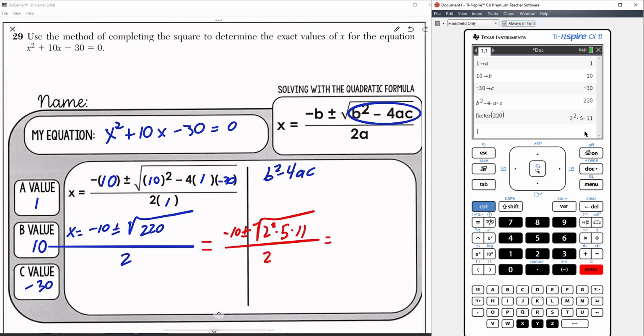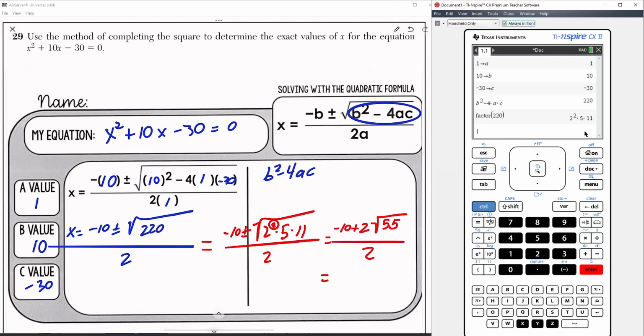And remember, anything that has an even exponent inside the radical, you can pull out by halving it. So this is going to be a negative 10 plus or minus 2. I pull that 2 out. And then I'm going to be left with 5 times 11 inside, which is the same thing as 55. And then down here I have 2.